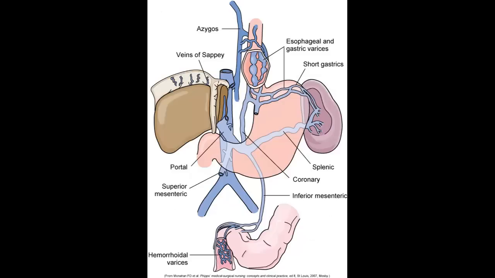Here's another picture of the results that can happen from having portal hypertension. We can get those esophageal and gastric varices causing potential problems and possibly GI bleeds in the stomach and in the esophagus. We can also see some problems down there at the bottom with hemorrhoids, with varices or varicose veins in the rectum causing the patient to develop a hemorrhoid.